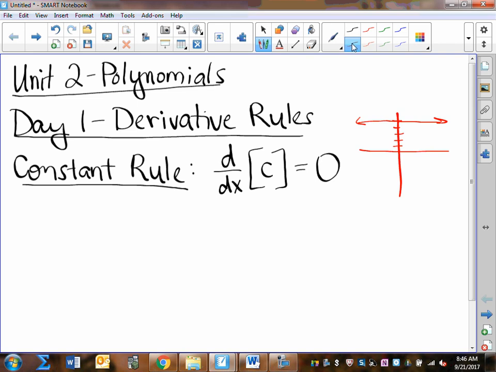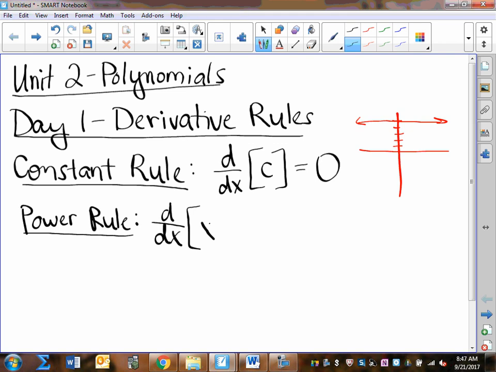Now the next one we're going to be looking at is our power rule. And this we're going to investigate a little bit with our calculators. So this is the derivative of a function to a power. And we're going to go ahead and pull out those calculators and take a look at it.